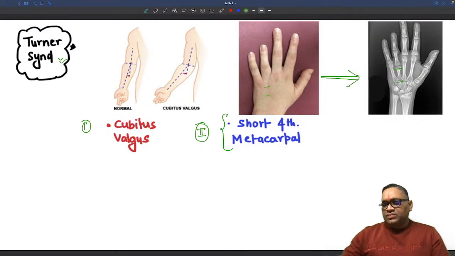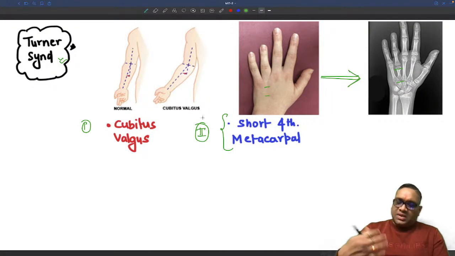So this is the x-ray of this same hand. That is how you are going to see Turner syndrome. So that is an important point about Turner syndrome.